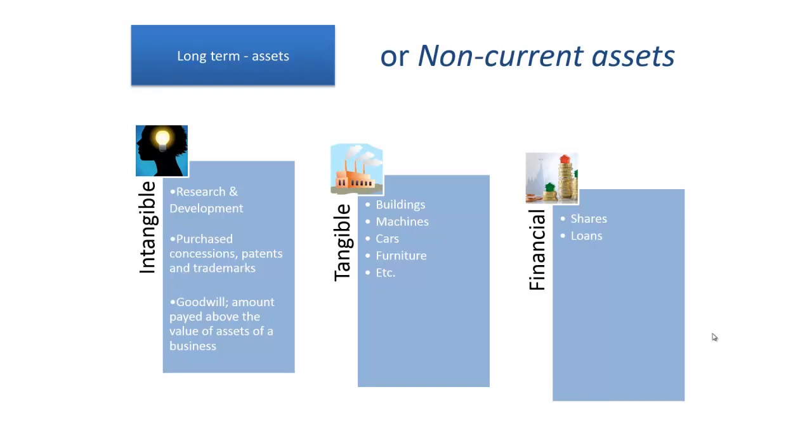Intangible assets. Intangible assets are things you own because you created or bought them, but you can't touch them, but they have value, so you can sell it. So the results of research and development may be patents or trademarks or goodwill. Goodwill is the amount paid above the value if you buy a business, future profits.